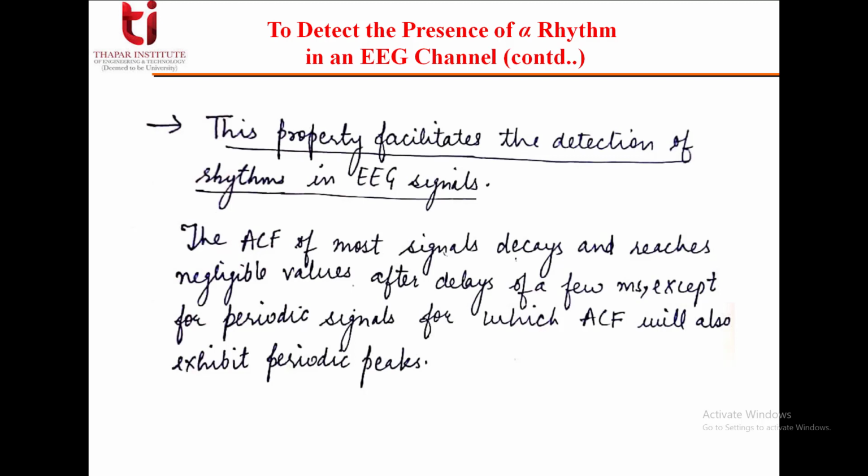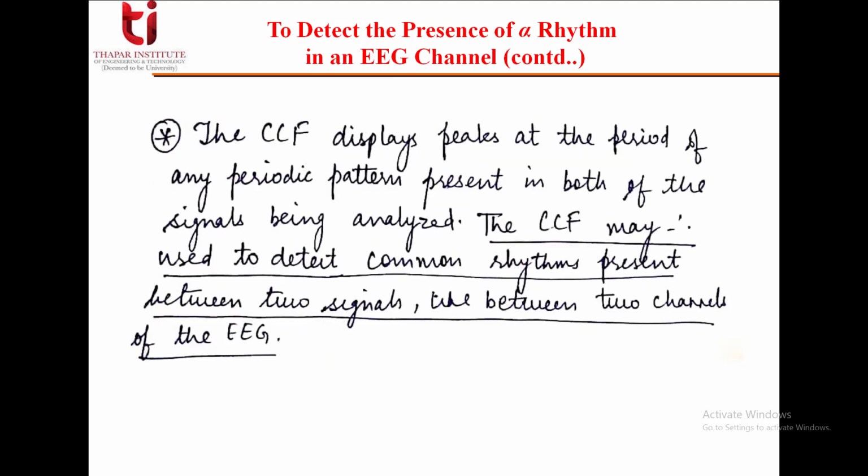The autocorrelation function of most signals decays and reaches negligible values after delays of a few milliseconds, except for periodic signals, for which it will exhibit periodic peaks. And the cross-correlation function displays peaks at the period of any periodic pattern present in both of the signals being analyzed. So the cross-correlation function may be used to detect common rhythms present between two signals, like between two channels of the EEG.